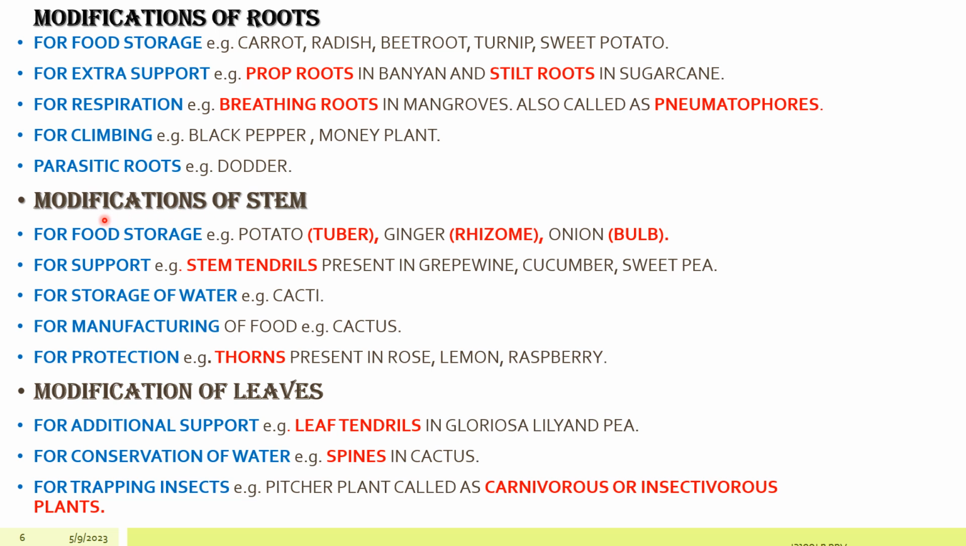Okay. Similarly, we have modifications of stem when stem performs extra functions, like for example, for storage, food storage, in case of potato known as tuber, in case of ginger known as rhizome, and in case of onion known as bulb. Okay, everybody must have seen potato, ginger, and onion. So these are the modified stems. Okay, then for support, in case of grapevine, cucumber, sweet pea बहुत इजीली आपको दिख जाएगा. स्टेम में से स्प्रिंग लाइक छोटे छोटे स्ट्रक्चर्स निकल आते हैं जिनको बोलते हैं स्टेम टेंड्रिल्स.